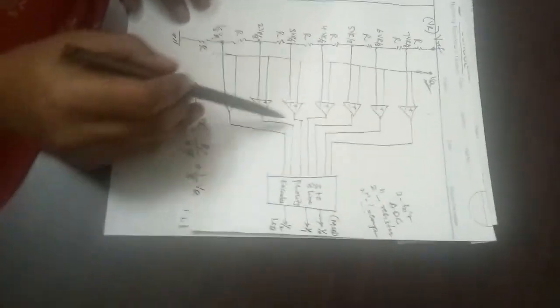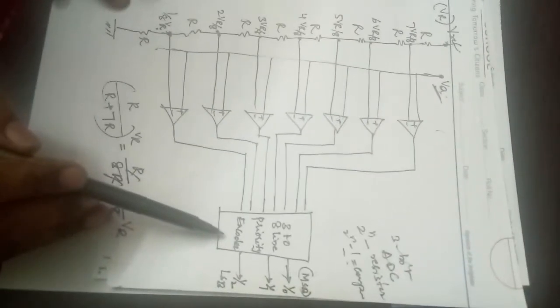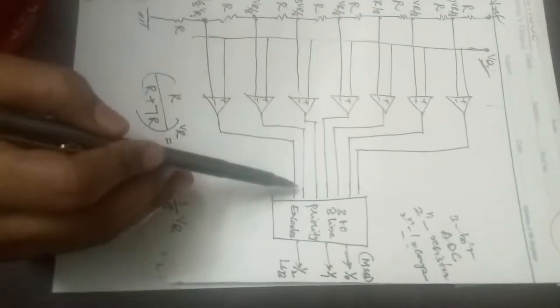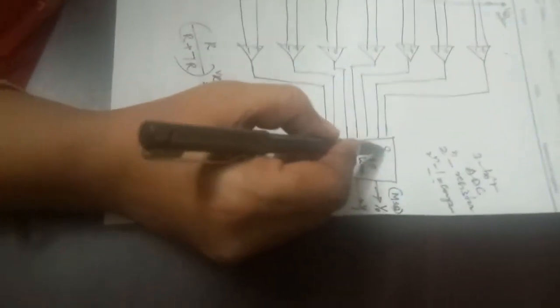Like this, all the outputs of these comparators are connected to an 8 to 3 line encoder. You already know what the function of an encoder is. So all these are connected to an 8 to 3, sorry, not 3 to 8, 8 to 3 line encoder.